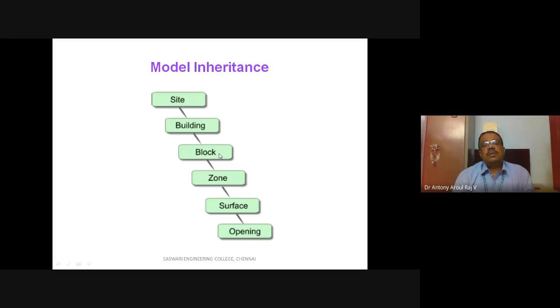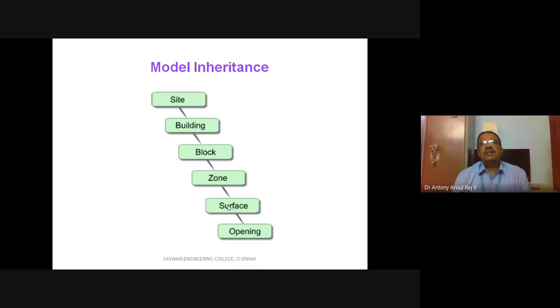In the floors you will have multiple zones. Zone means several rooms will be there. For example, the first floor will have a lot of rooms inside, and those are all called zones. Then from the zones, if I take a room, what will be there in the room? I will have surfaces: east, west, north, south, roof and floor. That is what I call a surface. And if I take a surface, say the east surface, what will be there in a surface?